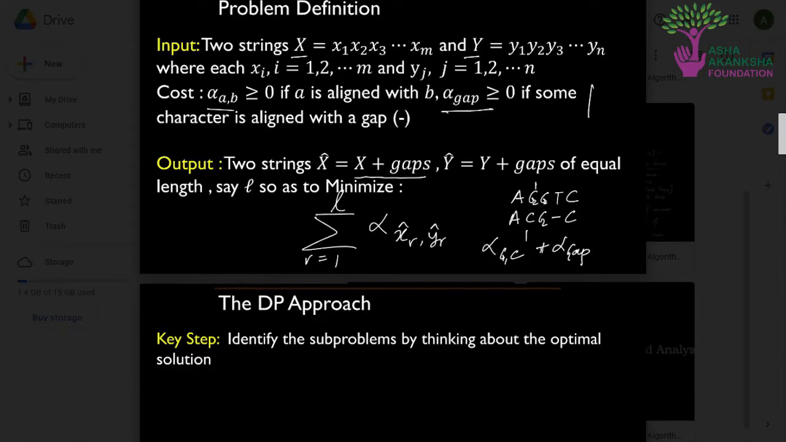So in the end, we have to output two strings, x cap and y cap, where x cap is equal to x plus some gaps interspersed in between. X can have gaps somewhere, anywhere in between, in any random fashion. Similarly, we have to output y cap as well. Now the thing is that after being aligned, both of these strings will have equal lengths, say L. Now we have to output these two strings, and we have to minimize this particular value.